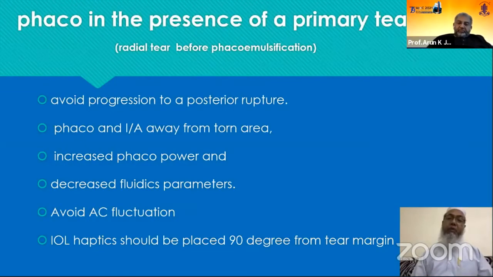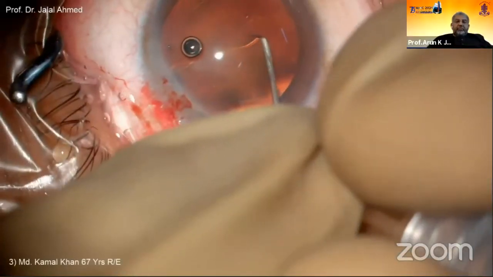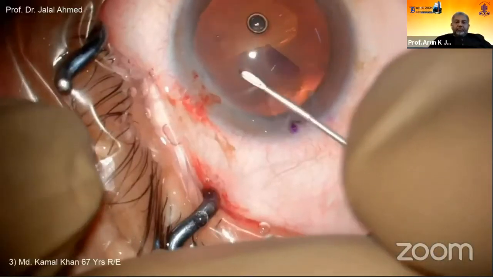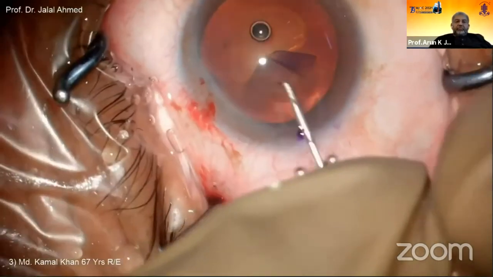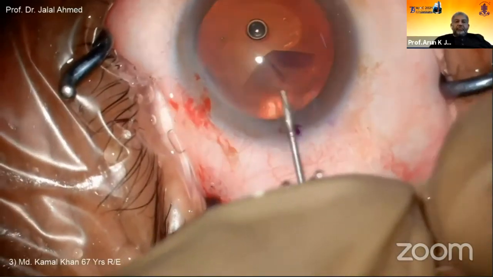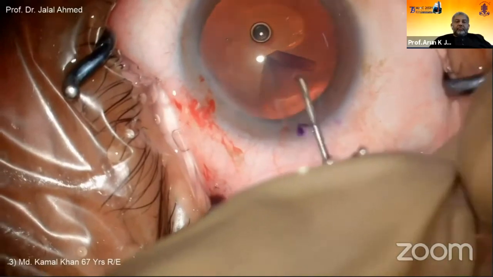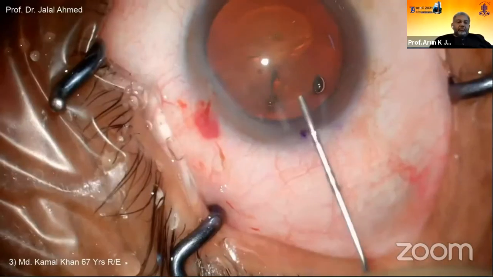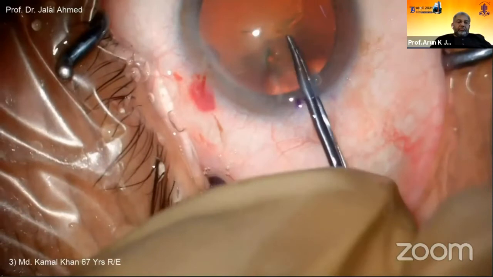Phaco and IOL maneuvers should be done away from the torn area, with increased phaco power during sculpting and decreased fluidic parameters. Avoid AC fluctuation throughout the procedure by injecting dispersive OVD. IOL haptics should be placed 90 degrees away from the tear area. Here is a video clip showing rhexis extension in the subincisional area, and a retrieval attempt may not be successful.